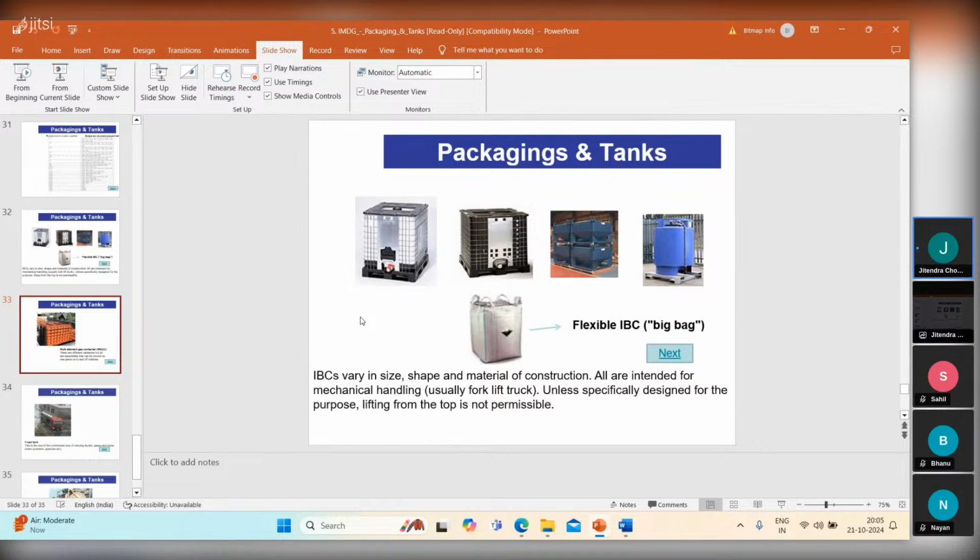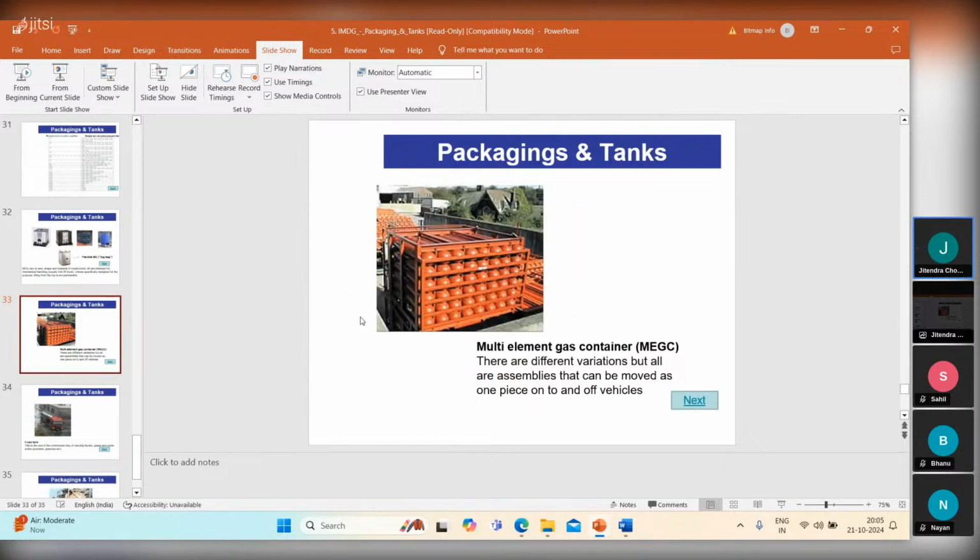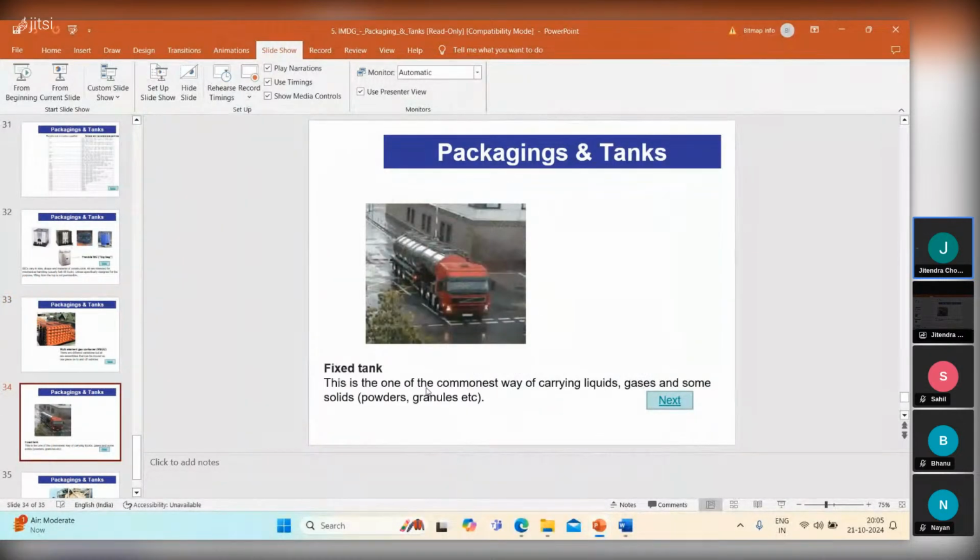Then multi-element gas container, you see, this is a container and this has many cylinders of gases. So multi-element gas container is also one of the types of containment system. Different variations, but all are assemblies that can be moved as one piece onto and off vehicles. So generally you will have one gas, but you can have different gases, different cargoes also in different bottles, transported as one unit.